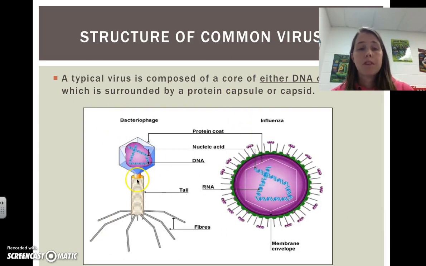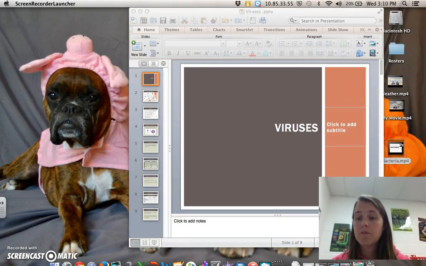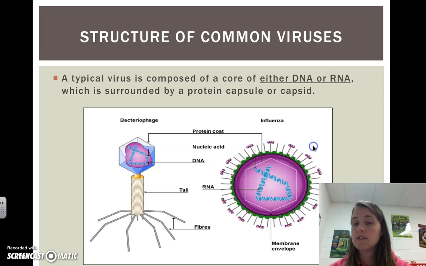These are common viruses. So a typical virus has a core of either DNA or RNA. So this area right here is either DNA. Remember how that was the instructions? Or RNA. That is another method. That's another little booklet of instructions for the cell. And that can be found here or here in both of these different types.